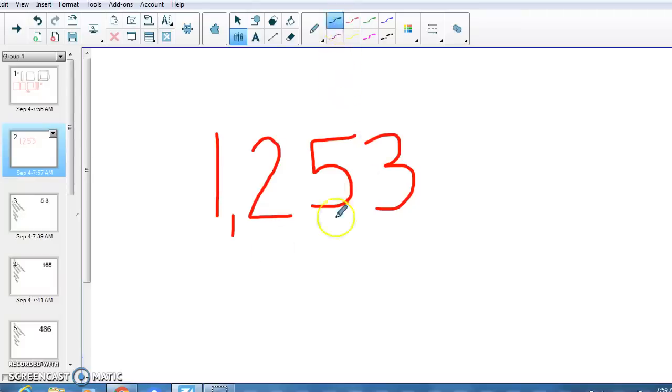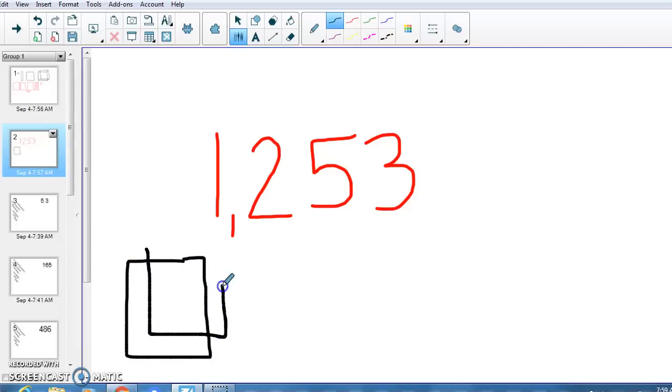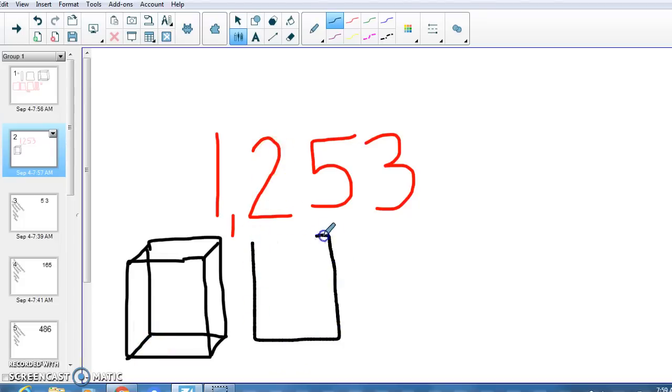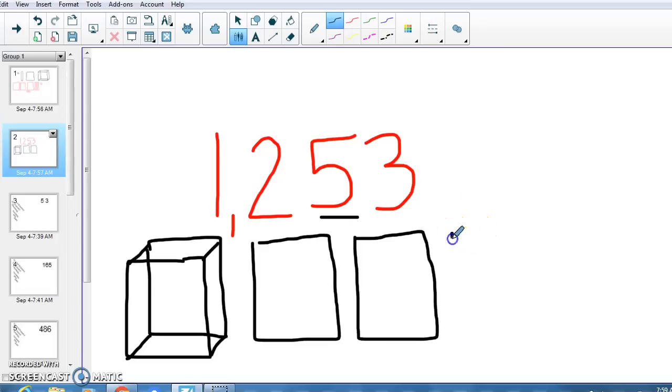All right, check yours with mine. Here's 1,000, so I've got to do my 2 squares next to each other, my thousands cube, big cube, and connect my corners. And I need 200, so 2 flats, which could just be a big square. Then I need my tens place, so 5 longs.